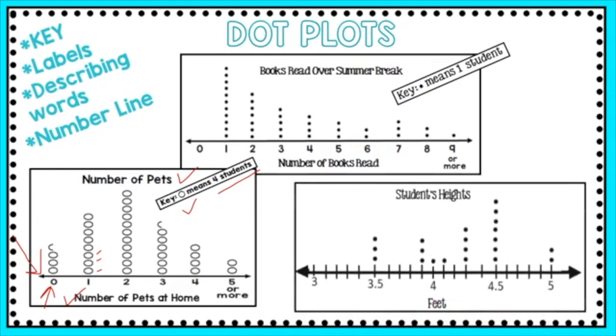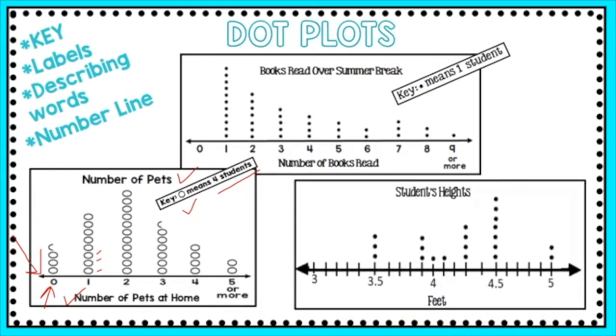Let's look at another dot plot. On this one, you see that your dot plot is about student heights. The heights are measured in feet, and you have decimals on this dot plot. You're going to be reading dot plots with decimals. You'll see that this number line starts at 3 and it goes up to 5. And so you see the number of students who were 3 5/10 feet tall were 3.